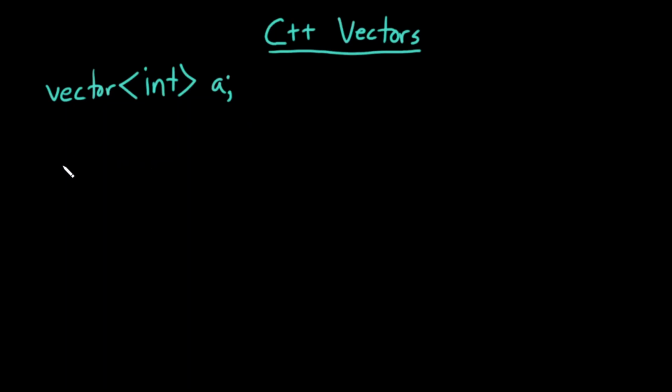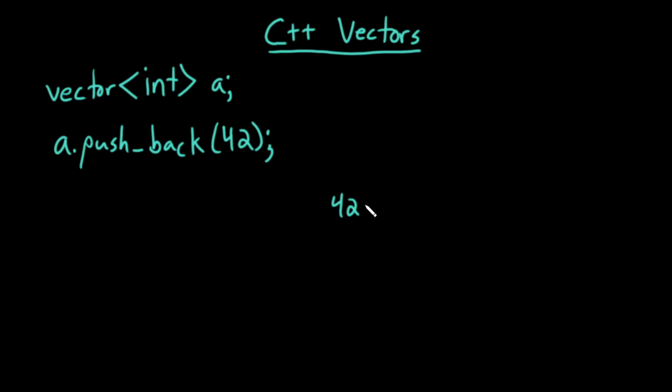I can add elements to it using the push_back method. So I can do a dot push_back 42. And now my vector has a single element, 42. Sorry, my vector, not my array. I could then add another element, push_back maybe 21. And now I have a second element in my vector.